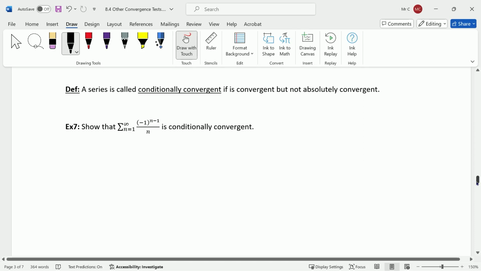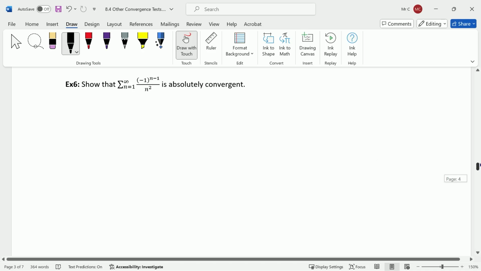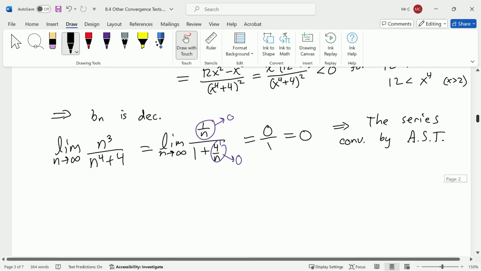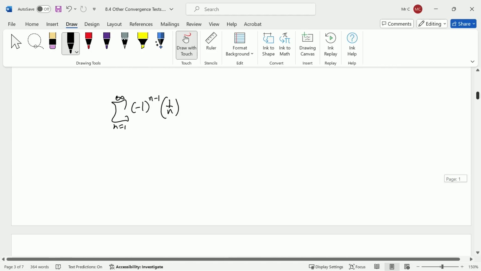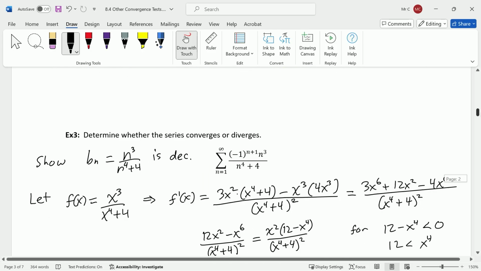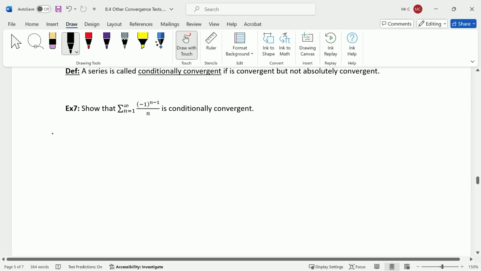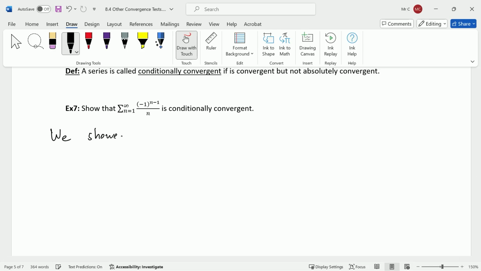Now, a series, on the other hand, is called conditionally convergent if it is convergent, but not absolutely convergent. So here we've got the alternating harmonic series. So we already showed earlier that this series converges, right? So that was example 1, the alternating harmonic series. So let's go back to here. So we showed it converges in example 1.